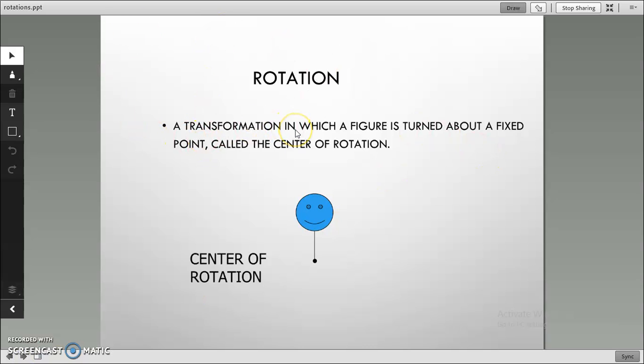It's a transformation in which a figure is turned about a fixed point called the center of rotation. So we're going to pretend like this happy face is the center of rotation. I'm going to tell you right now it's going to move a little bit, and we're not supposed to move it, but we just want to see what happens to my point as it moves around. And so here we have it. There's moving. Looks like about 90 degrees, and then here we go back.